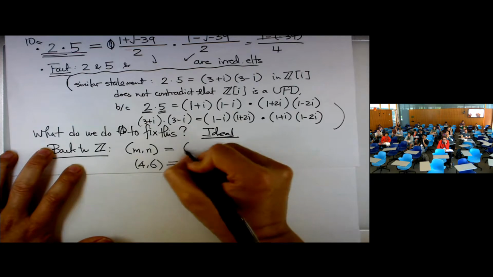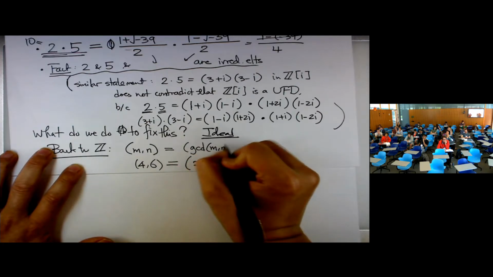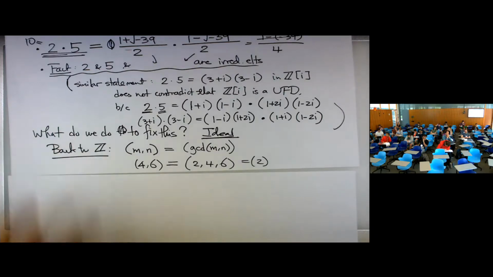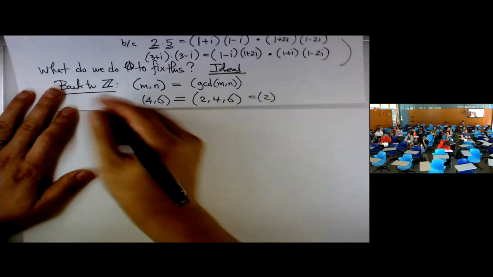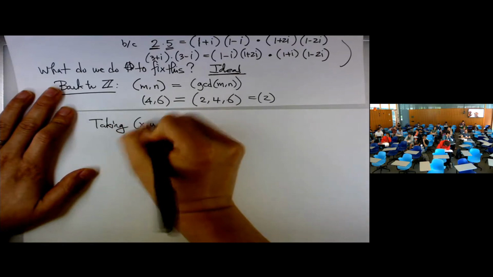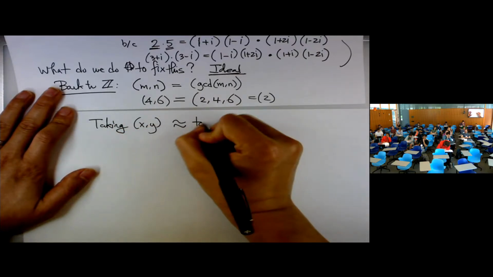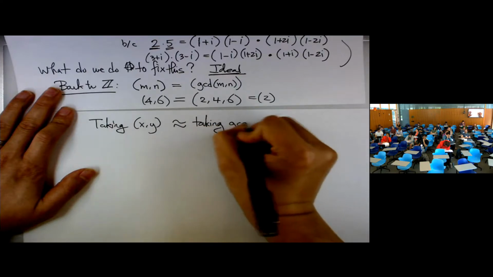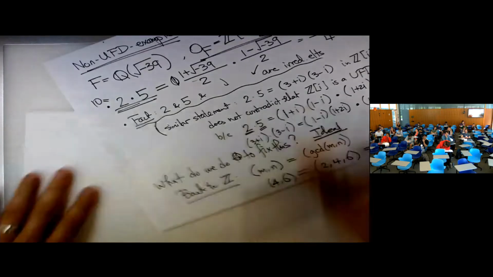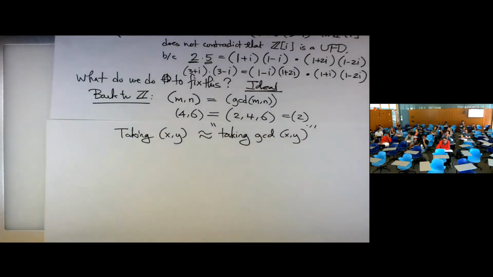And if you think a little bit more, you realize that the ideal generated by m and n is just generated by the GCD of m and n. So really, in some sense, you should think that taking the ideal (x, y) is sort of the same as taking the GCD of x and y. At least this is what's happening in the number field. That's the intuition I want you to have.